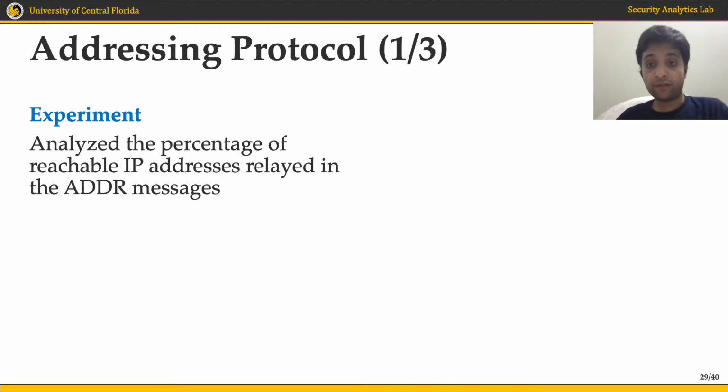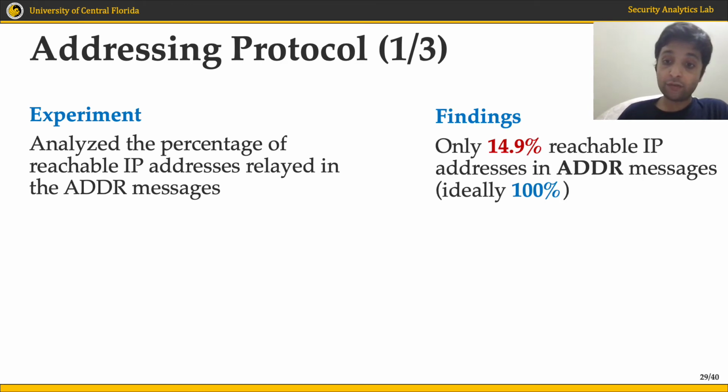Coming to the experiments and results regarding the addressing protocol, we looked at the percentage of reachable IP addresses relayed in the address message by the reachable nodes to which we connected. Surprisingly, we found that only 14.9% of all IP addresses in all the address messages belong to the reachable nodes. Ideally, this should be 100% because you would ideally want all your outbound connections to be successful, and those would be made to the reachable nodes.